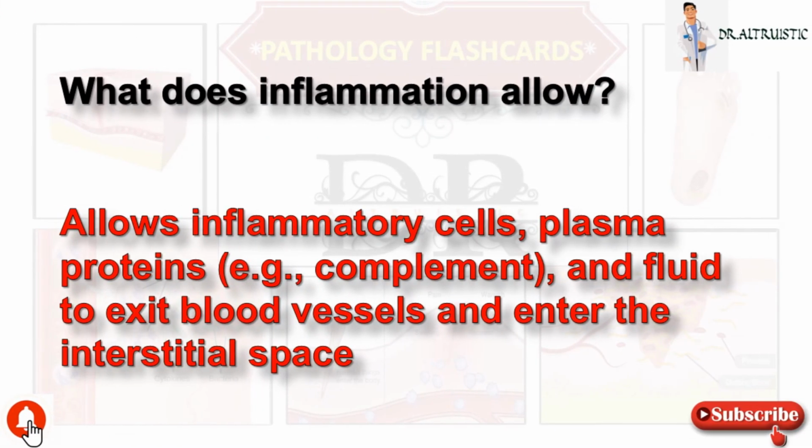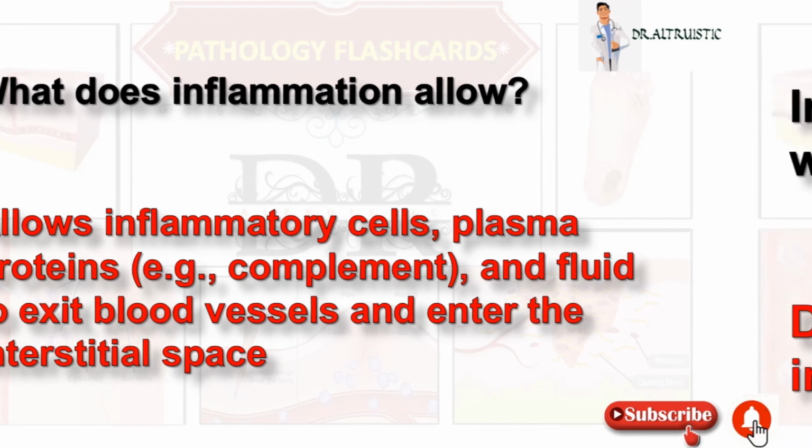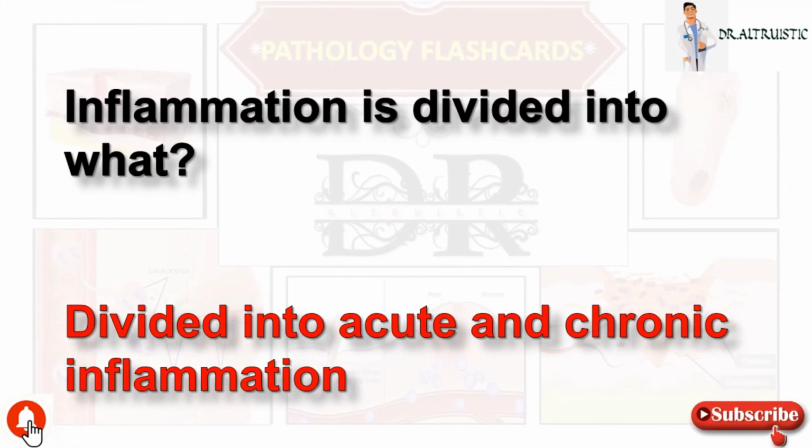What does inflammation allow? It allows inflammatory cells, plasma proteins, e.g., complement, and fluid to exit blood vessels and enter the interstitial space. Inflammation is divided into what? It is divided into acute and chronic inflammation.